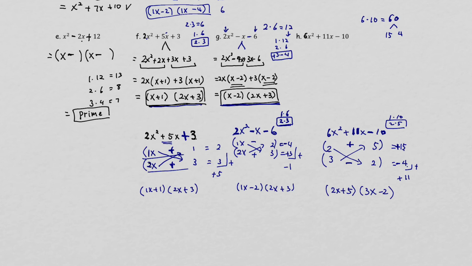So then you will get 6x squared plus 15x minus 4x minus 10. That's how you can stretch this 3 terms into 4 terms. And group the first and last 2 to create a common factor.